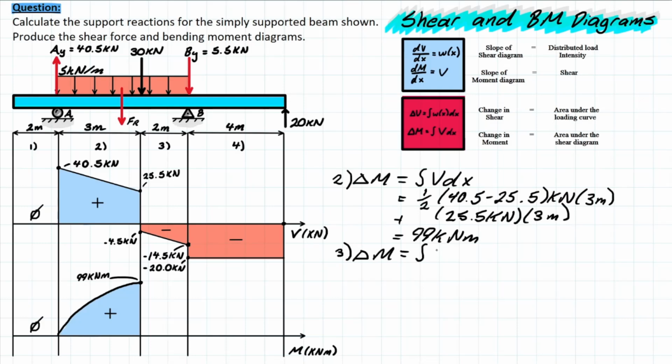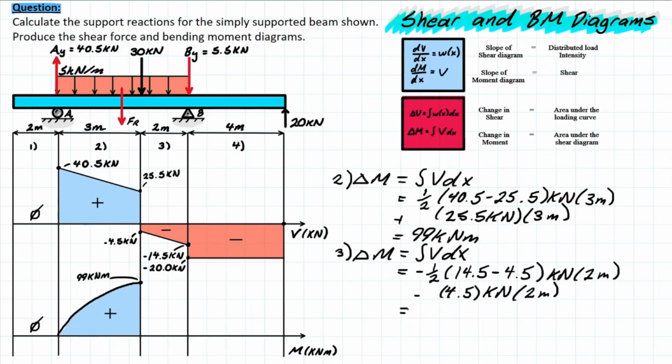We have a very similar breakdown to what we did before, where the area under the shear diagram is going to be that difference in moment. We're starting at 14.5 and then going down to 4.5. And this is a triangular shape. And then we have a 4.5 rectangular shape right below it. So that is the area that we're going to be working with. And solving for this, you have a value of negative 19 kilonewton meters.